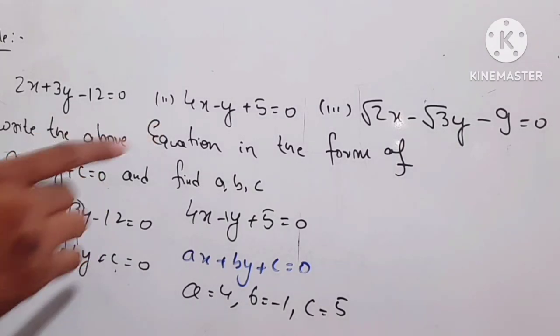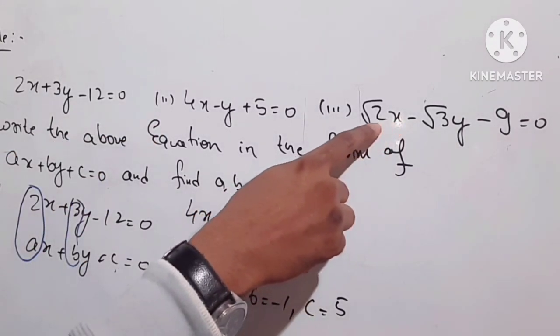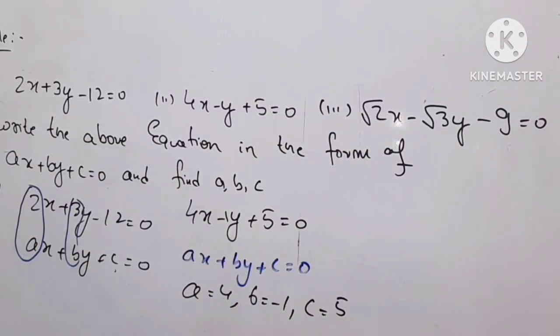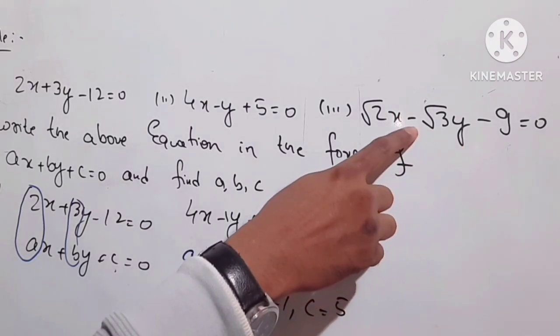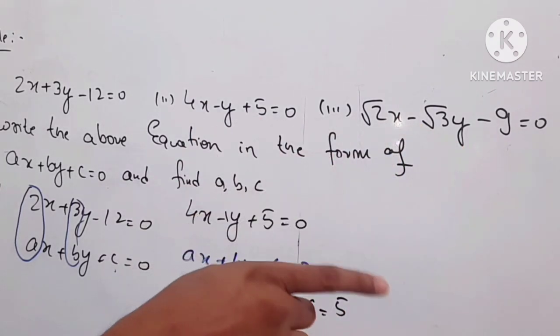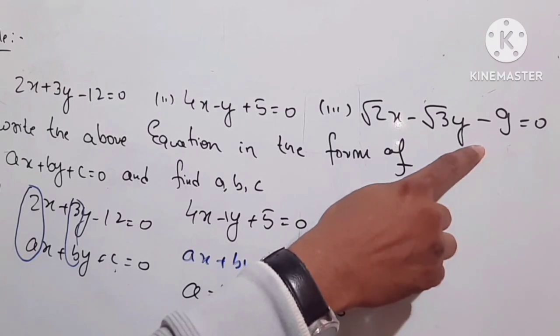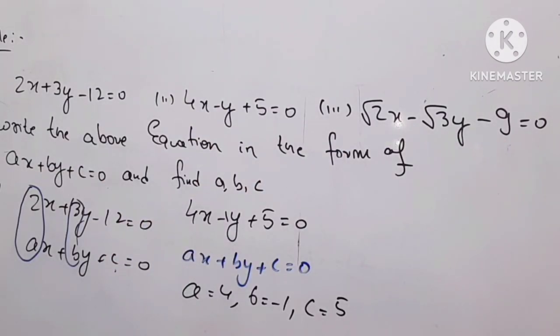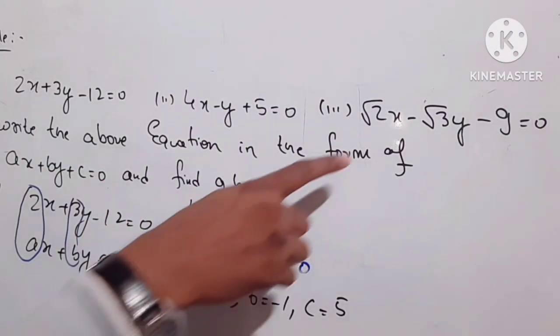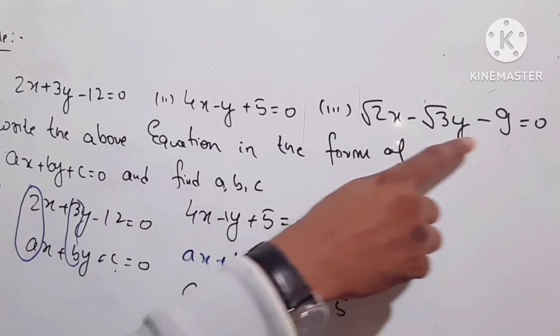So tell me the third one. So here, along with x, who is there? So root 2. So A value is root 2. Along with y, sir, minus is also there. So it will be minus root 3. So B value is minus root 3. C value, here also minus is there, so minus 9. Whenever minus is there, you have to consider the minus also. So you understood: A value is root 2, B value is minus root 3, C value is minus 9.